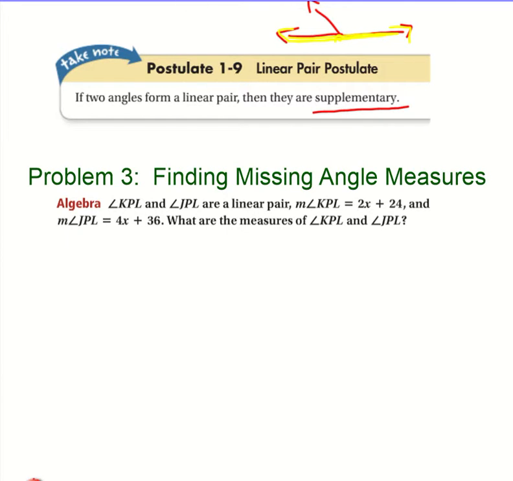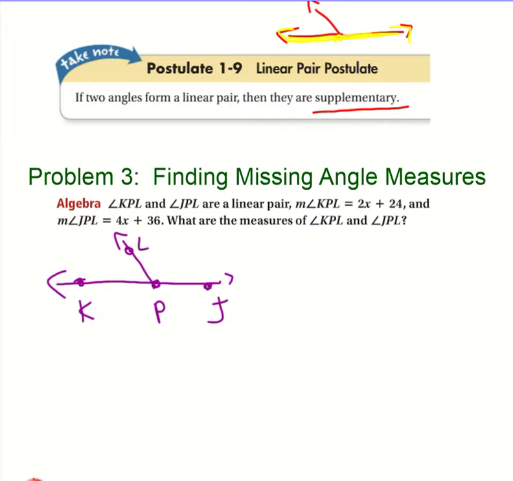It says we have two angles, angle KPL and JPL, and I'm going to take the time to draw these. Here we have K, and P is our vertex. We're going to have L up here, and J is going to be over here. I got all of these placements from the statements they gave us. I know that PL had to be the common side they're sharing, and P had to be the vertex. So we know that the measure of angle KPL is 2x plus 24, and the measure of angle JPL is 4x plus 36.